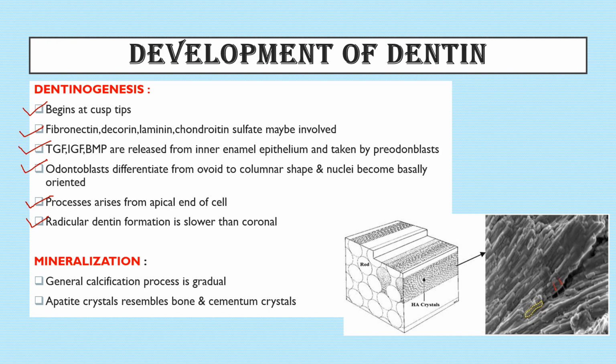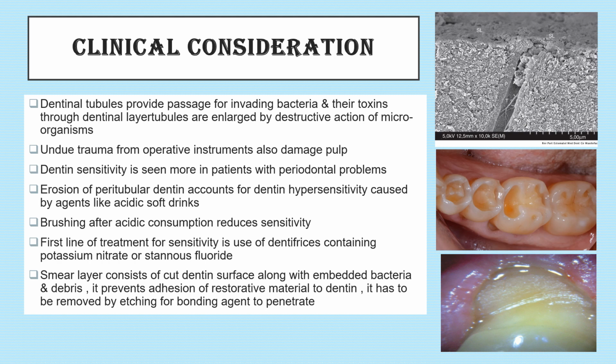Mineralization. The general calcification process is gradual, like it is in increments. And apatite crystals resemble bone and cementum crystals. Hydroxyapatite crystals. Then the clinical considerations, like the changes which occur over a period of time. So dentinal tubules provide passage for invading bacteria and their toxins through the dentinal layer and are enlarged by destructive actions of microorganisms. Means the dentinal tubules give a pathway for spread of dental caries.